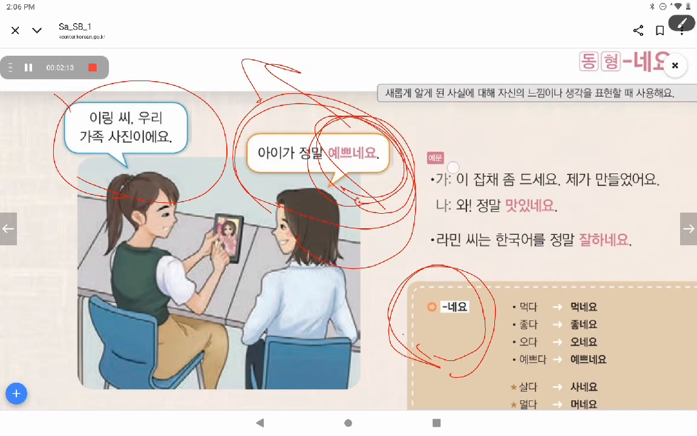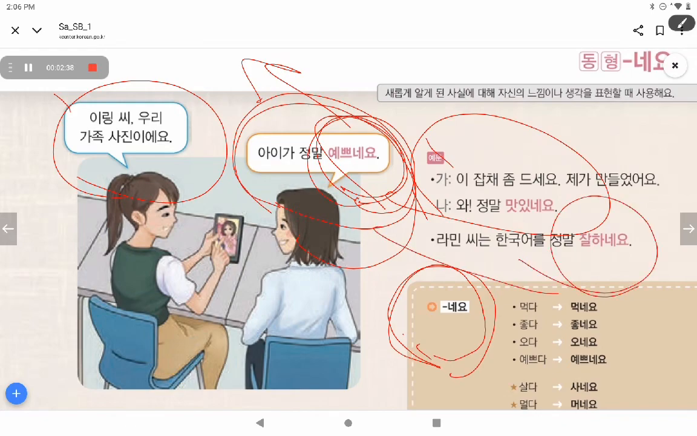이 잡채 좀 드세요. 제가 만들었어요. Please have some 잡채. I made it. 네, 정말 맛있네요. Wow, it's really delicious. 라멘 씨는 한국어를 정말 잘하네요. Mr. Ramen speaks Korean very well. So a person is expressing the feeling that Mr. Ramen is speaking Korean very well.